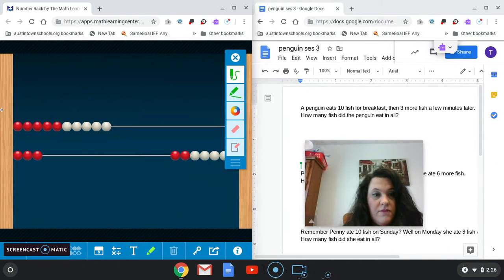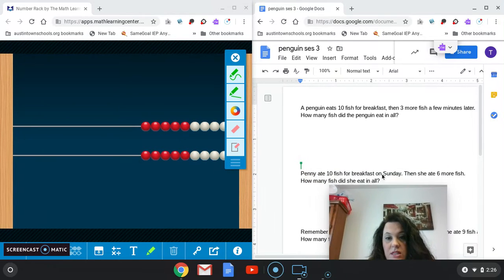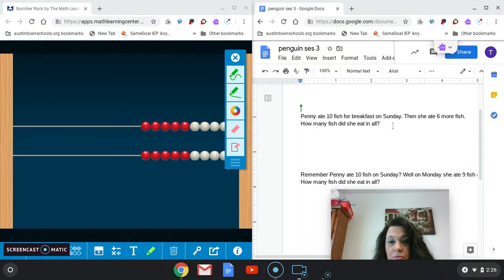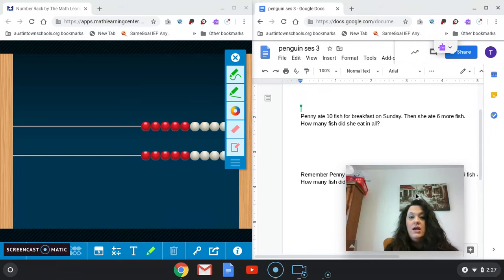Let me get rid of this, and let's reset our rack. Okay, so we're reset. Let's look at our next problem here. This one says, Penny ate 10 fish for breakfast on Sunday. Then she ate 6 more fish. How many fish did she eat in all? First, she ate 10 fish, and I'm going to write my equation first this time.